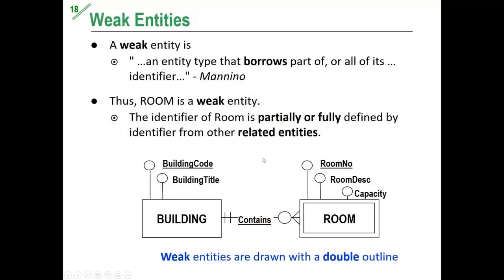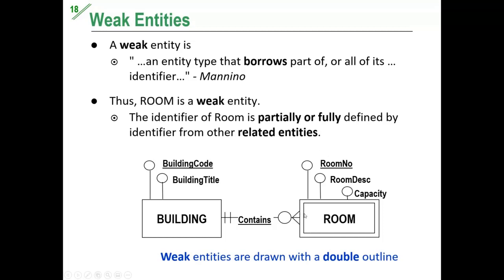And one more thing that we need to do, if it is a weak entity, now this is the definition for the weak entities. A weak entity is an entity that borrows part of or all of its identifier, right? Part of or all of your identifier. So in this case, part, right? Because part is already there.